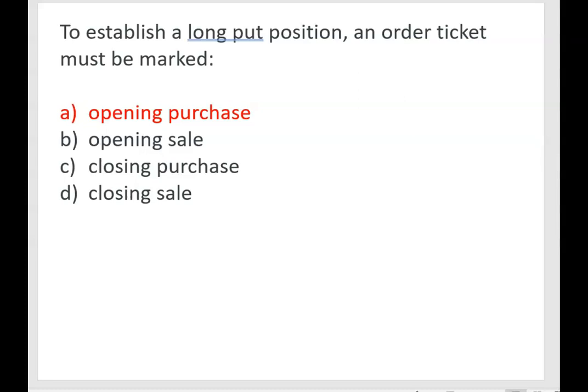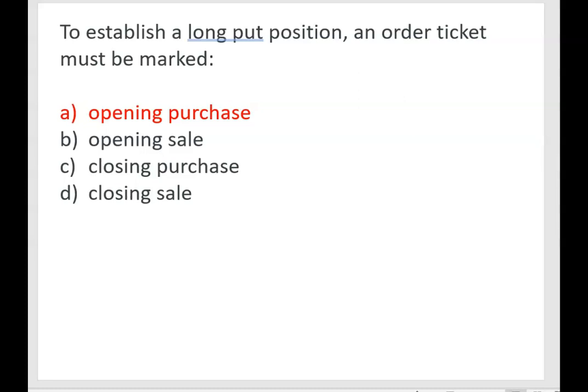Now when you get out of the investment, then of course you close it out, a closing position. So if you start with an opening purchase, you get out of that with a closing sale. If your first transaction was an opening sale, you get out from under that obligation with a closing purchase.